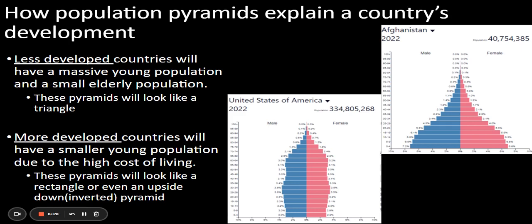How do you know what the pyramid's supposed to look like? Well, it can look like a rectangle. I know it's not a rectangle, but it's not really a pyramid either. It's almost solid straight lines. And then the old people, there's actually a lot of old people. There's a sizable amount of the population living into their elderly years, compared to Afghanistan, which is showing that 0% have made it beyond the age of 85. In the United States, that's not impossible. You actually have people who are living beyond 85.